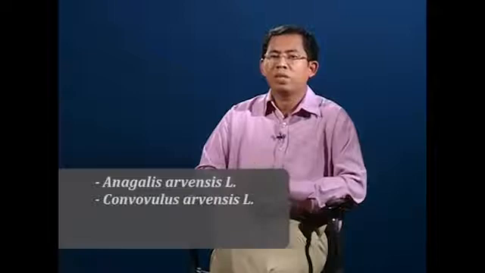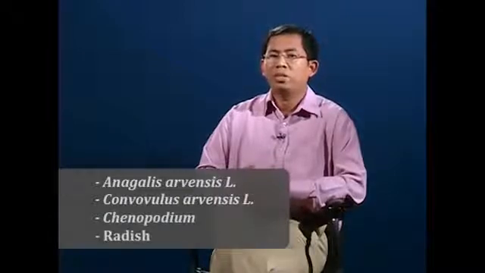Now let's see the epidemiology of the disease. The pathogen survives through spores or mycelium in diseased plant debris and weed hosts like Anagallis arvensis, Convolvulus arvensis, Chenopodium, radish and other cultivated crucifers. Moist, that is above 70% relative humidity, and warm weather, that is 12 to 25 degrees centigrade, with intermittent rains play a vital role in disease development.